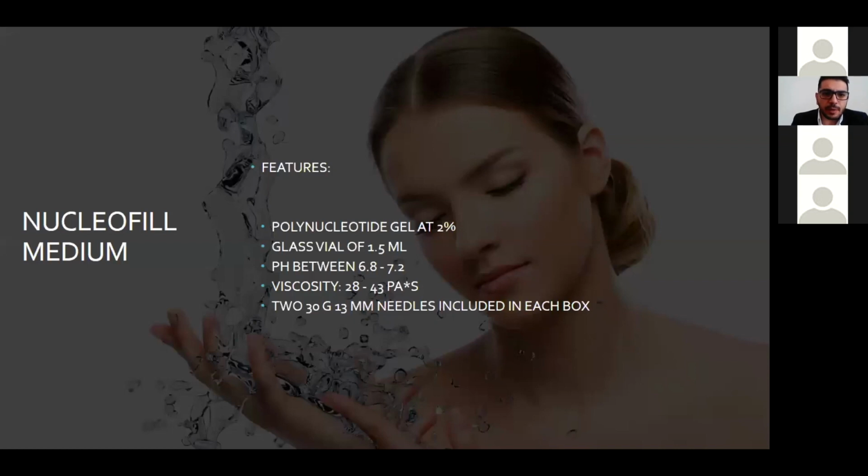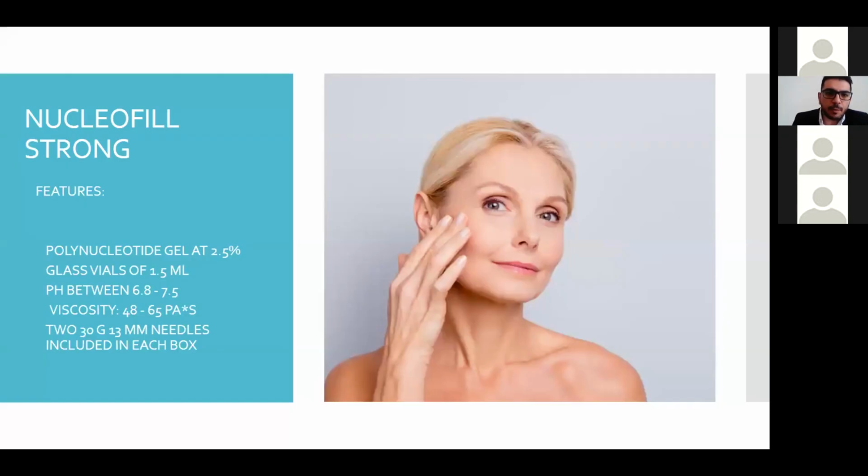So the NucleoFill medium is a 2% polynucleotide gel in a 1.5 ml glass vial, and the pH for this product is 6.8 to 7.2. The viscosity is 28 to 43. It is applied with two 13 mm 30 gauge needles. If we compare that to the strong one, you will find that the viscosity has gone up to 48 to 65, and the pH is 6.8 to 7.5. It's also in the same glass vial and with the same needles.